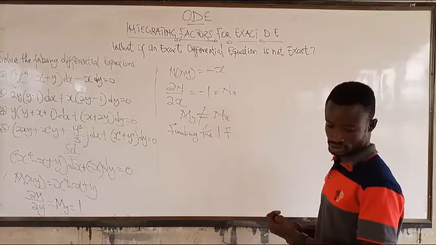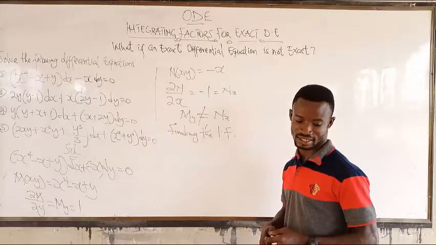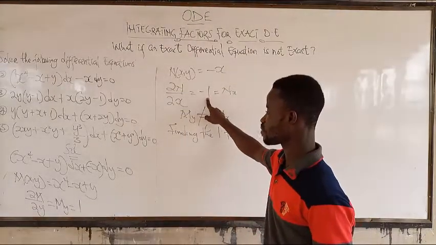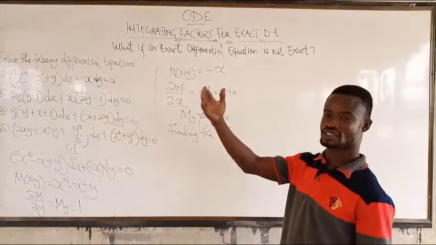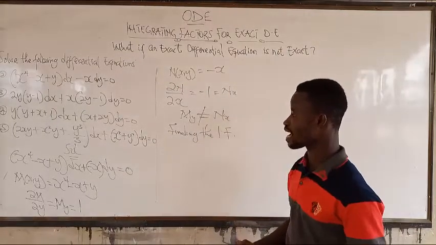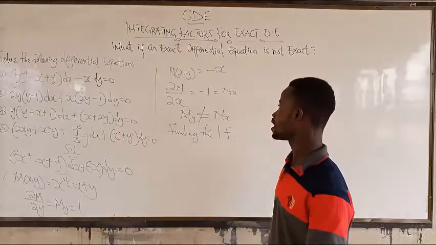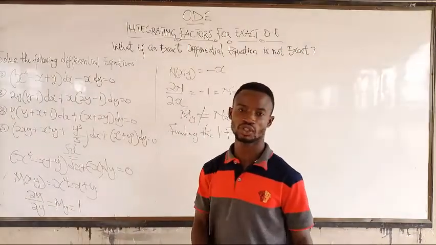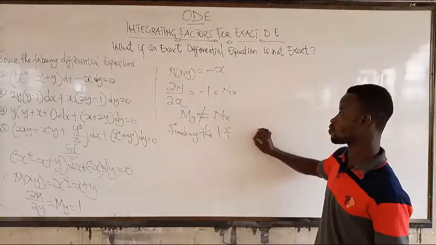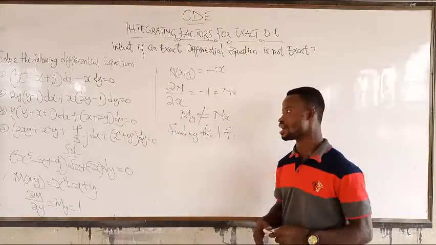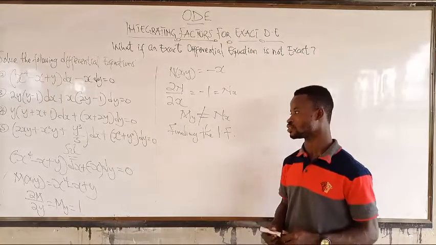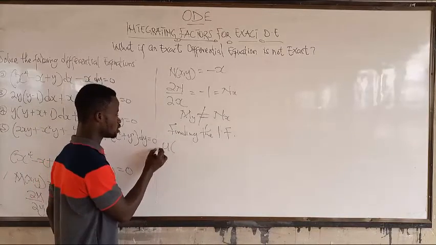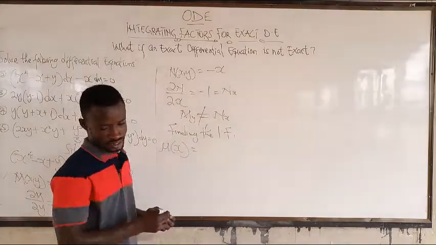But if you choose in terms of y, that one is going to be N_x minus M_y over M. The numerator is going to be constant, but the denominator is going to be M, the whole of this bunch of stuff. So you can see that even without working it out, you can just estimate it and see what is going to help you. Alright, so we choose the function in terms of x.